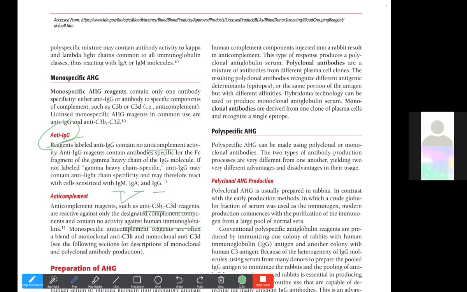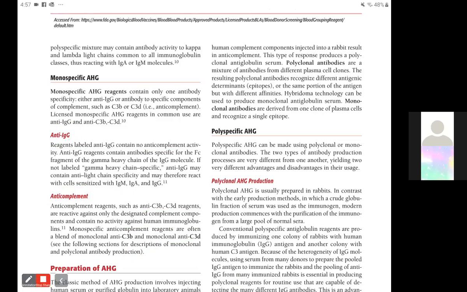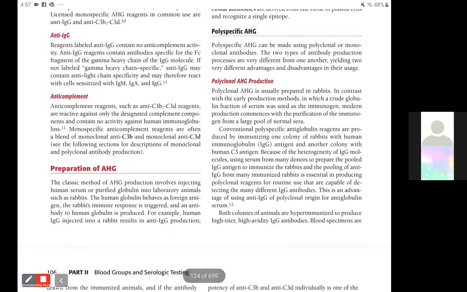And the anti-complement reagents would have no human globulin specificity, but they could be a blend of monoclonal anti-C3b or C3d. Another preparation of these anti-human globulin involves the injection of human sera into laboratory animals such as rabbits, and the human globulin behaves as a foreign antigen, and then the rabbit's immune system is triggered and an antibody to the human globulin is produced.